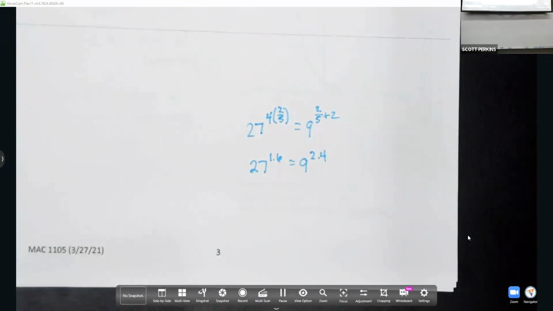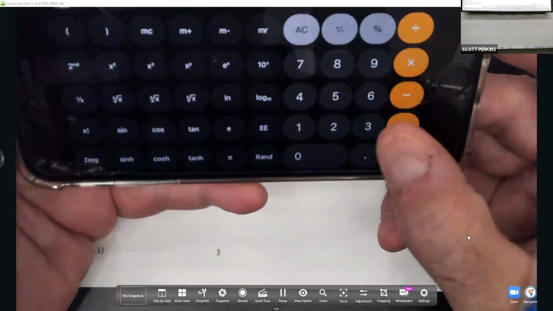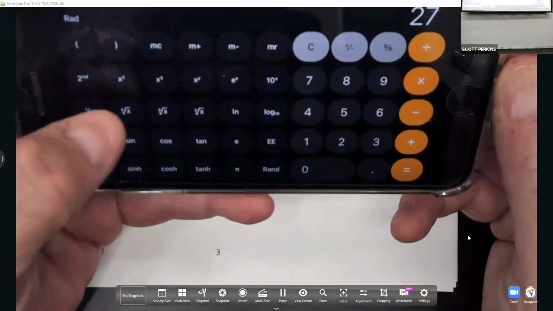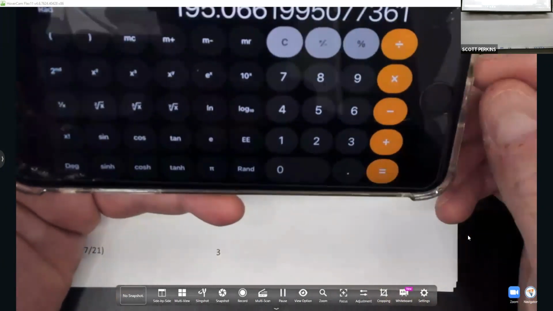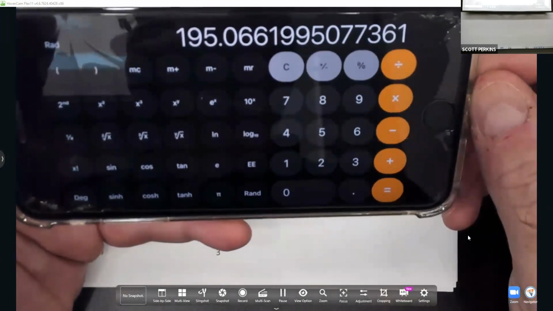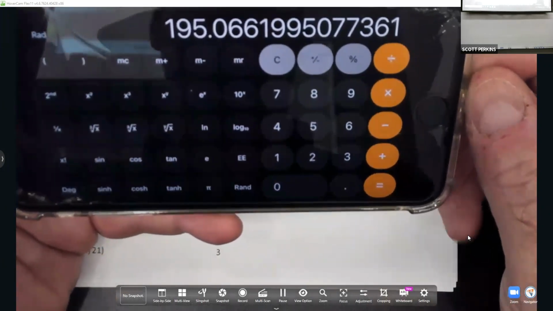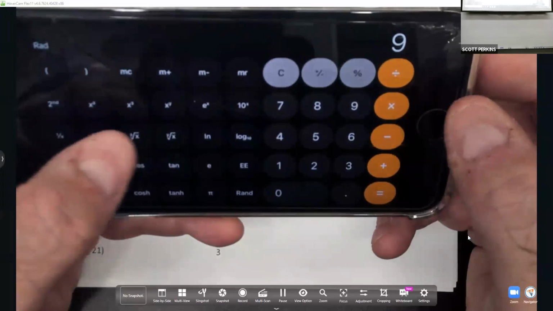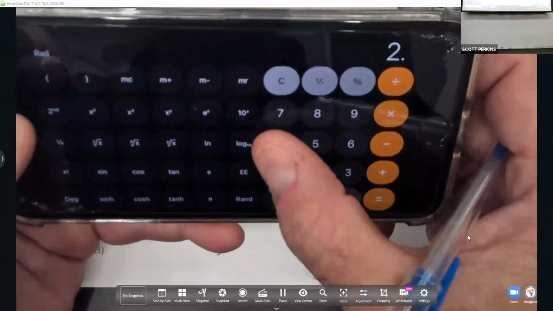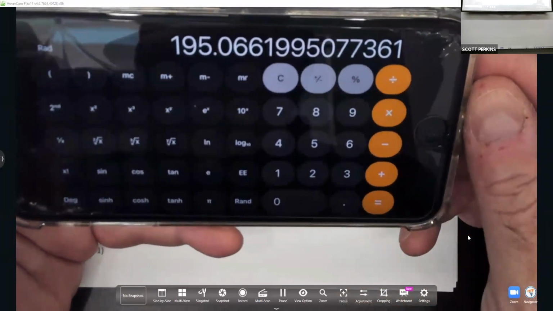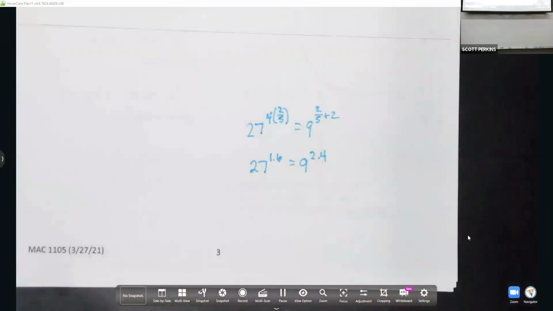I didn't bring a calculator, so let's see how the Google or the Apple calculator does for me here. So 27, we're going to raise that to the 1.6 power, and we get 195.066 and some change. So we'll have to remember that. And then I've got 9 to the 2, whoops, that's the wrong button. Let's try again, 2.4 power, and I get 195.066. Okay, so did that answer your question?